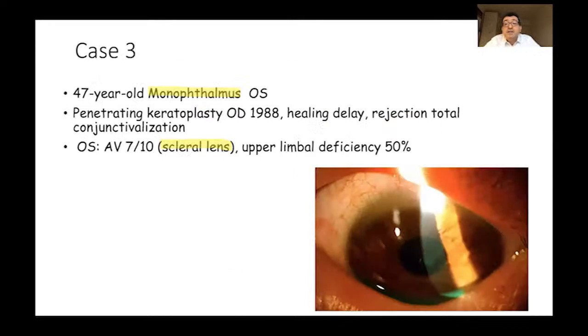Another case is a 37-year-old monophthalmus due to the loss of the right eye due to keratoplasty that was performed more than 30 years ago. The loss of the eye was due to healing defect and rejection with total conjunctivalization. The other eye was adapted with scleral lenses, and you can see limbal stem cell deficiency of nearly 50% of the limbal area.